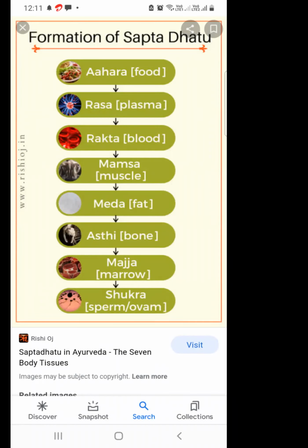R-A-S-A, ras. Rakt, R-A-K-T-A, rakt, which is called blood. Mamsa, M-A-M-S-A, mamsa, which is called muscle. Med, M-E-D-A, med, which is called fat. Then asti, A-S-T-H-I, asti, which is called bone. Majja, M-A-J-J-A, majja, which is called marrow or bone marrow. Shukra, S-H-U-K-R-A, shukra or shukranu, which is called sperm or ovum or reproductive fluids in the human body. So these are the saptadhatu.